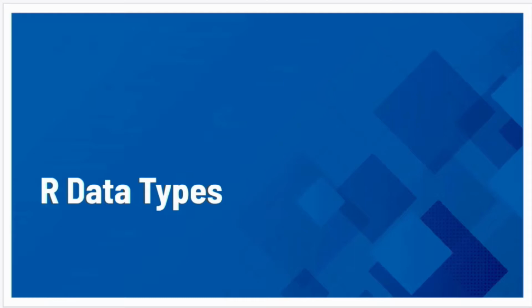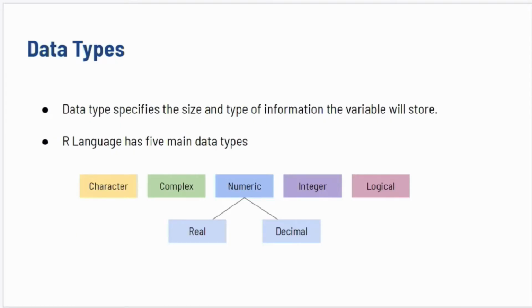Hi, and welcome to this lab section, where we will be looking at the data types used in R programming language. Starting with the basic definition of data types, a data type specifies the size and the type of information that the variable will store.